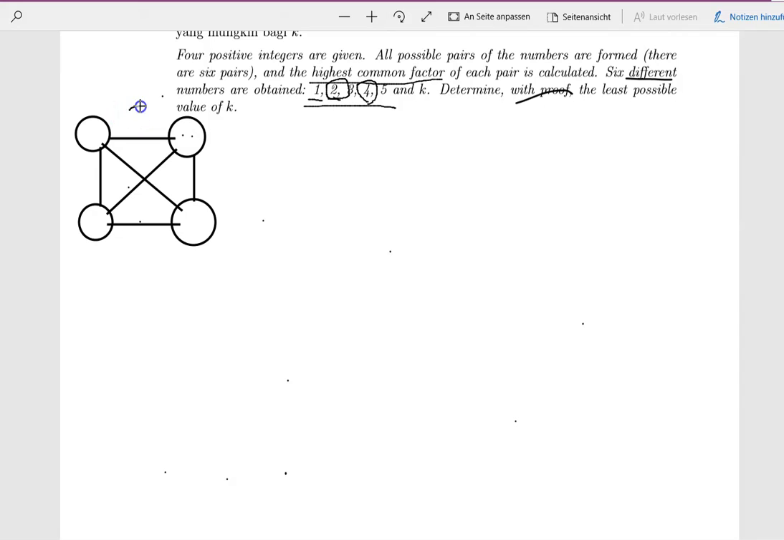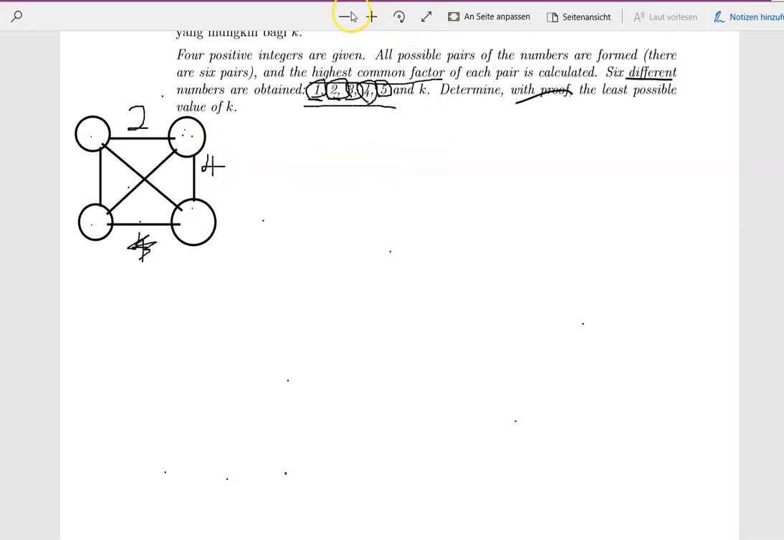So maybe I'll put my 2 here. Should I put my 4 over here? What happens if I put my 4 over here? What happens is that all of the 4 numbers will be multiples of 2, which does not fulfill these standards 1, 3, and 5. So no, we cannot put our 4 over here. Our 4 should be put somewhere else, maybe here, right?